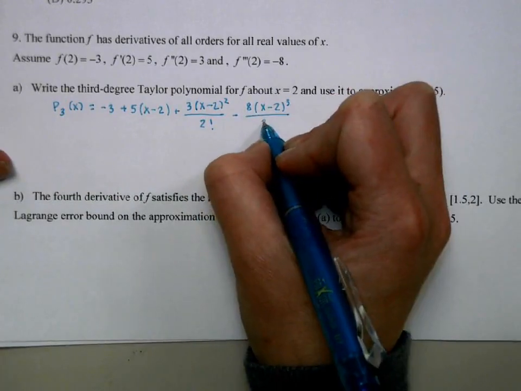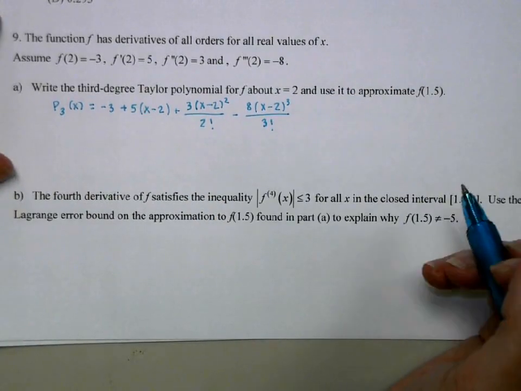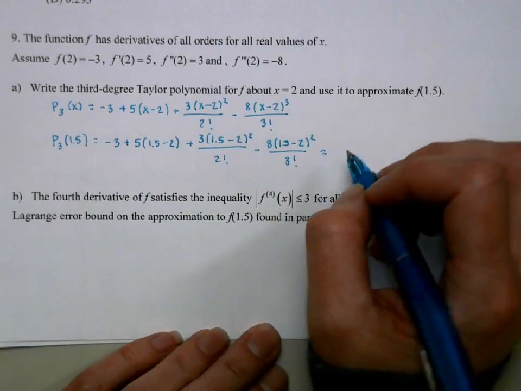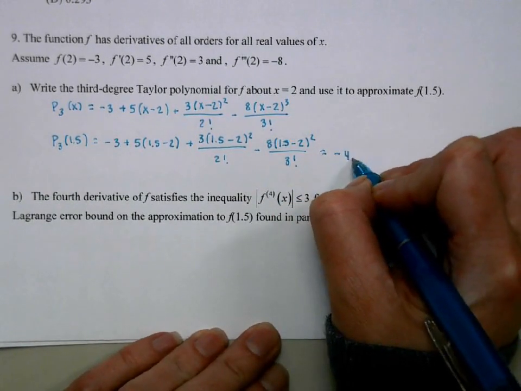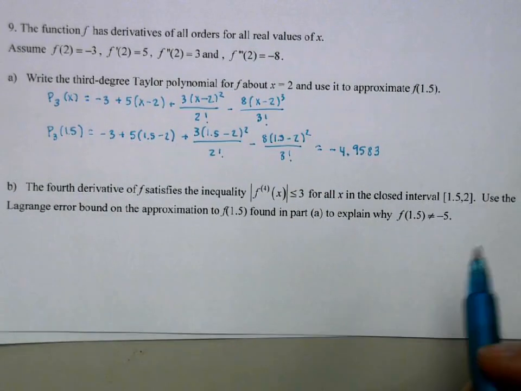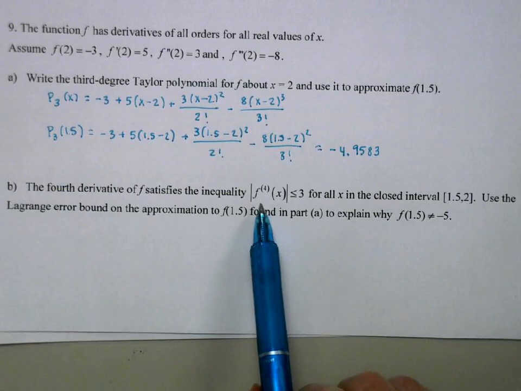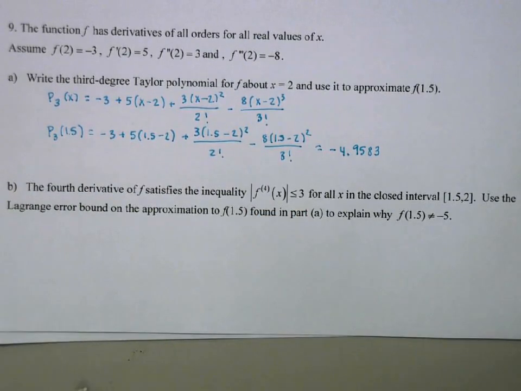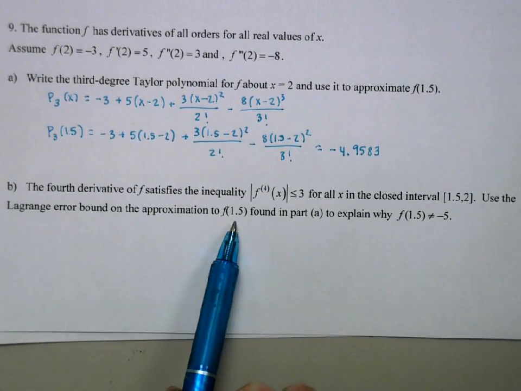Okay, so for my estimation, I can plug 1.5 in for x. Now typically I would just leave it like this, but we're going to need it for the next problem. So I'll go ahead and say that it is negative 4.9583. Okay, for part B it says the absolute value of the fourth derivative is less than or equal to 3. Use the Lagrange error bound on the approximation of f of 1.5 to explain why the actual value of f of 1.5 cannot be negative 5.